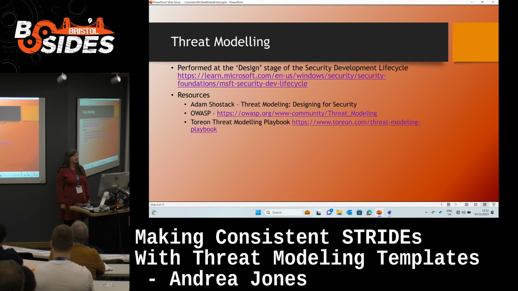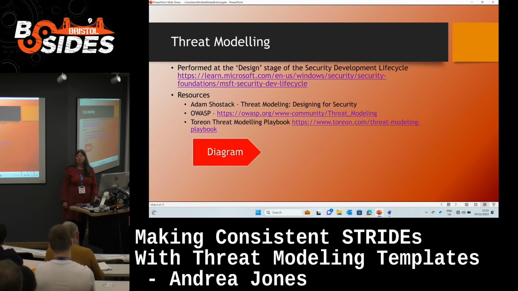If you really want to get into the subject, then you can go on one of their courses and get a really in-depth instruction on how to do it. And the Torian threat modelling playbook can also be quite helpful. Some resources there that you can use.